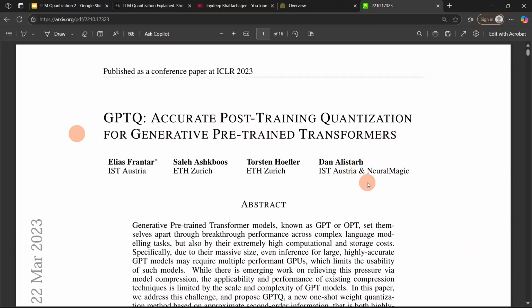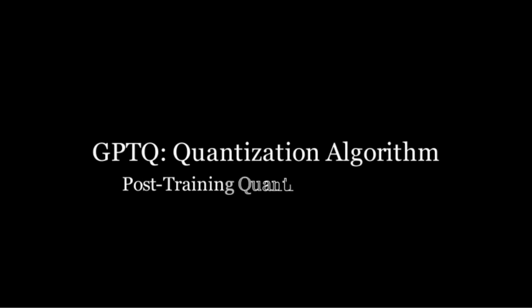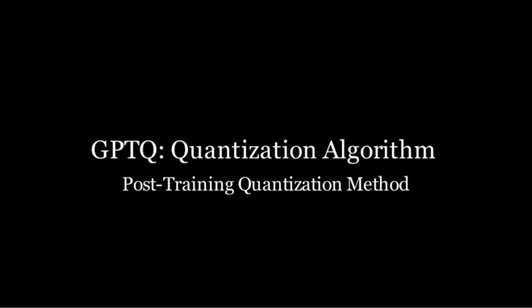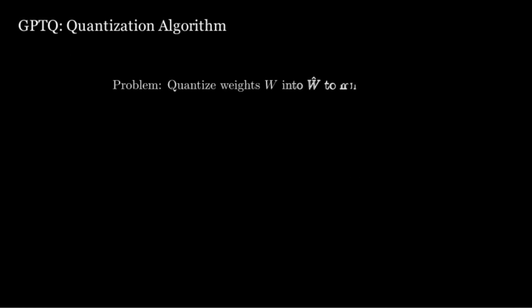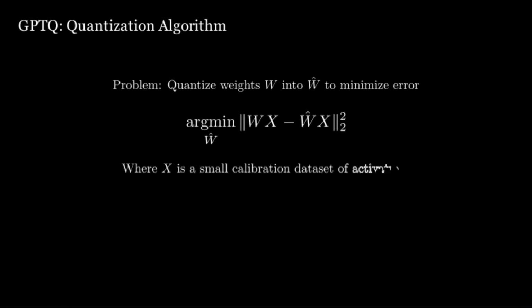Now let's talk about the GPTQ algorithm. This algorithm was submitted on 31 October 2022. GPTQ is a post-training quantization method to make the model smaller with a calibration dataset. For every layer L in the network, we want to find a quantized version W hat of the original weights W. This is called the layer-wise compression problem.